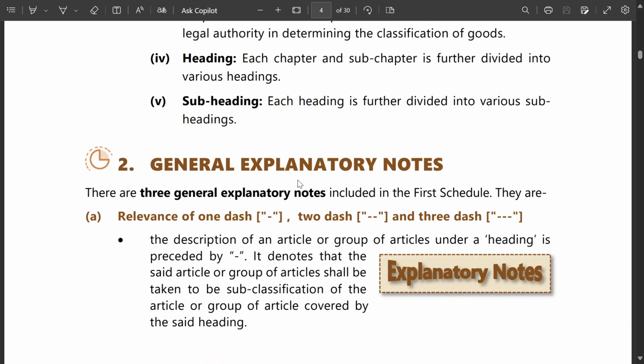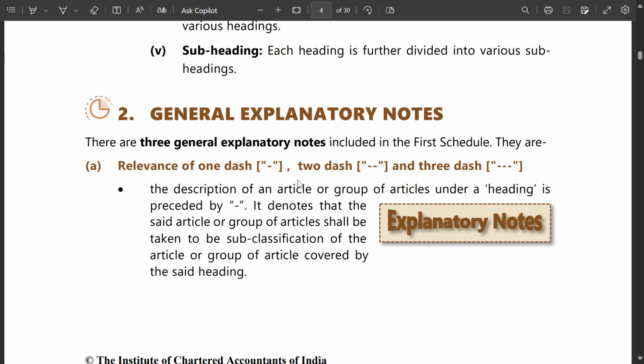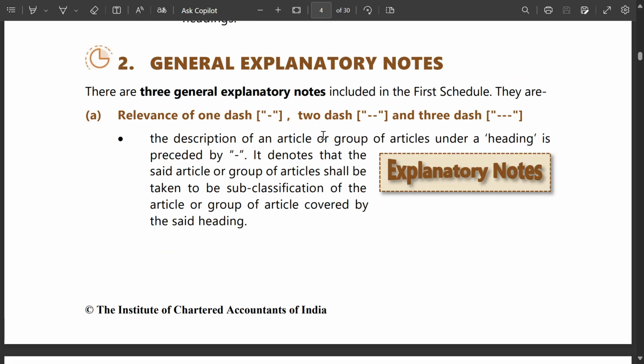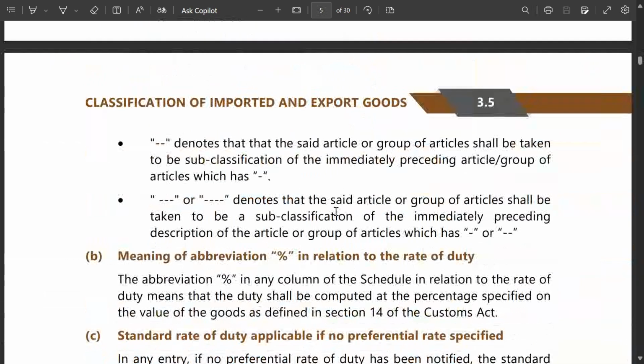General explanatory notes. There are 3 general explanatory notes included in the first schedule. They relate to the single dash, double dash, and triple dash. A description of an article or group of articles in a heading preceded by a single dash denotes that the article or group of articles shall be taken into sub-classification of the article or group of articles covered by the heading.